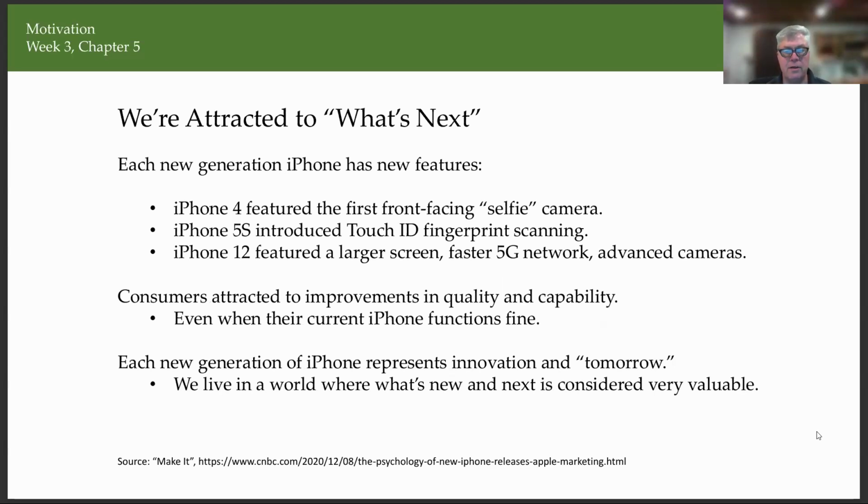Each new generation of iPhone has new features. iPhone 4, first front-facing selfie camera. iPhone 5S introduced Touch ID. iPhone 12, larger screen, faster network, advanced cameras, on and on. Every new generation has new features. Consumers are attracted to improvements in quality and capability. Even when their current iPhone is fine, they're still attracted to the improvements in quality and capability. Each new generation of iPhone represents innovation and tomorrow. And we live in a world where what's new and next is considered very valuable.